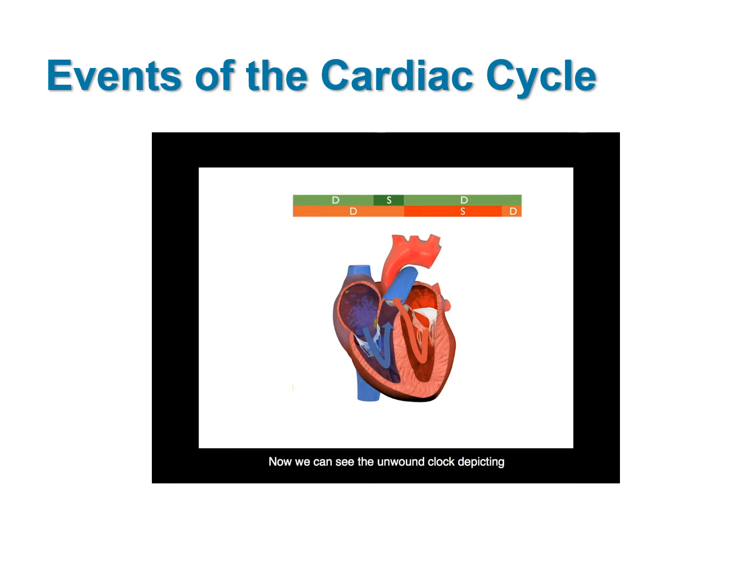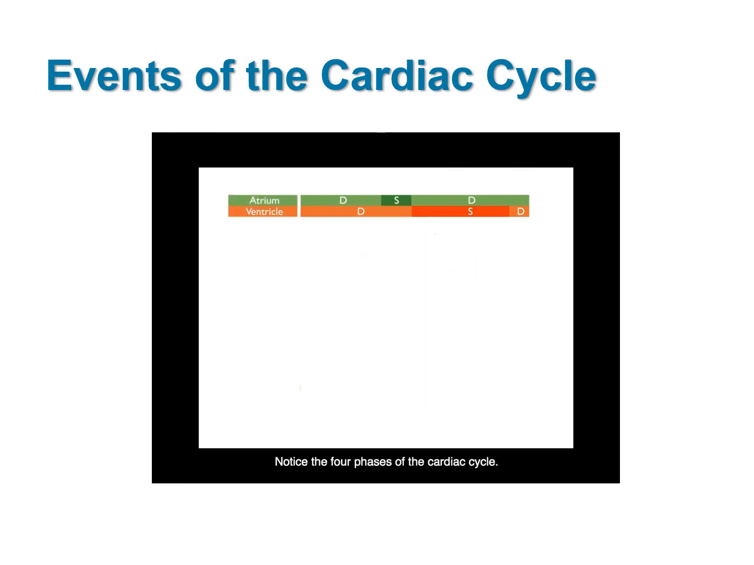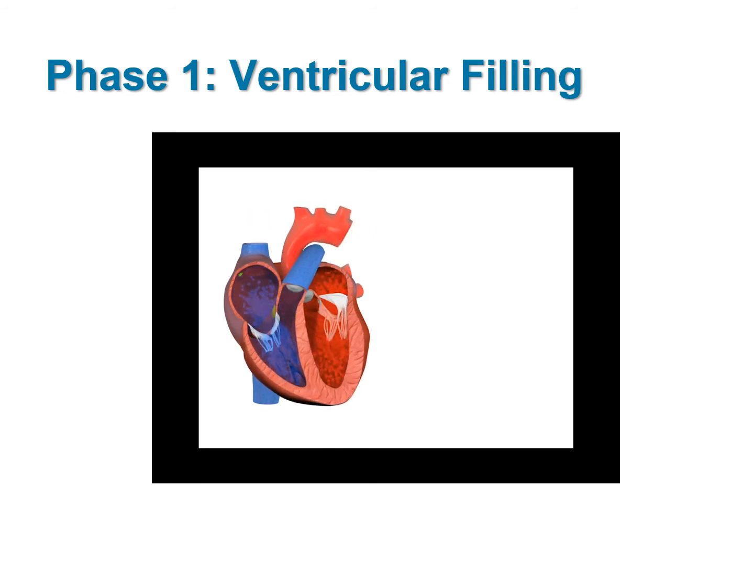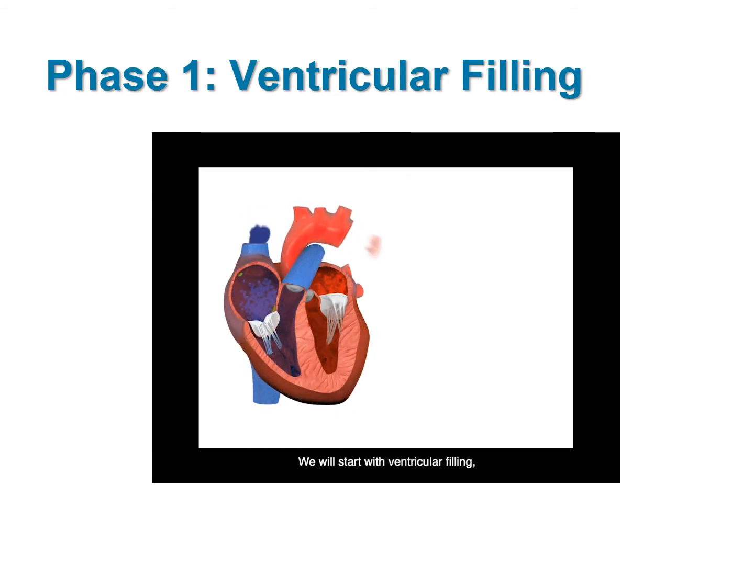Now we can see the unwound clock depicting one cardiac cycle or heartbeat. Notice the 4 phases of the cardiac cycle. Next, we see the pattern of alternating periods. Because the cardiac cycle is a continuous process, we need to pick a starting point. We will start with ventricular filling, during which both the atria and the ventricles are in diastole.